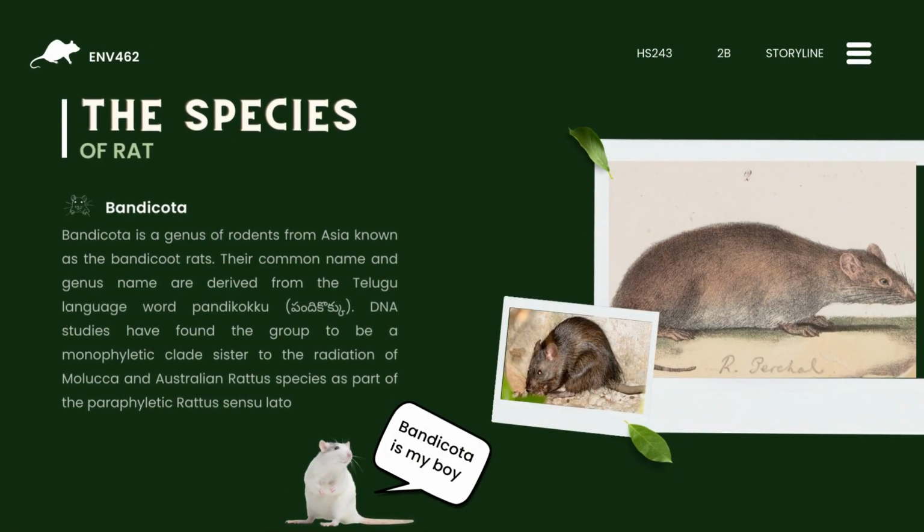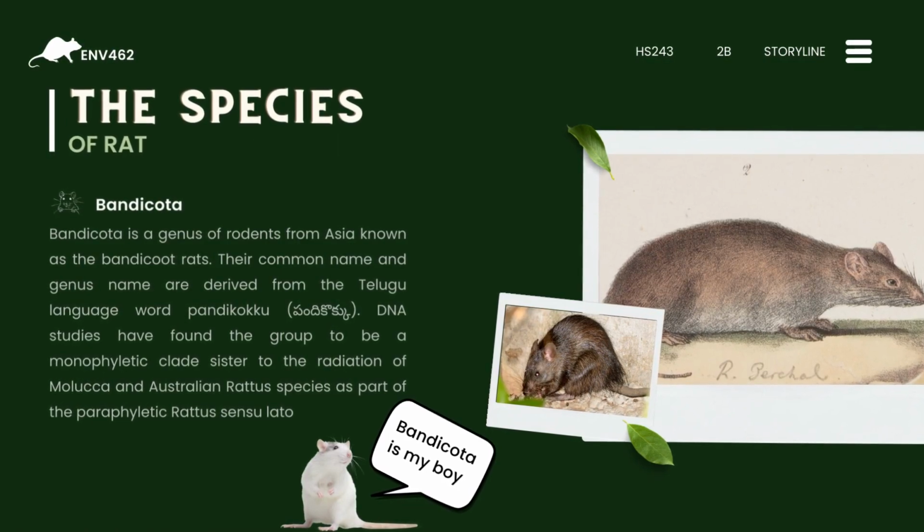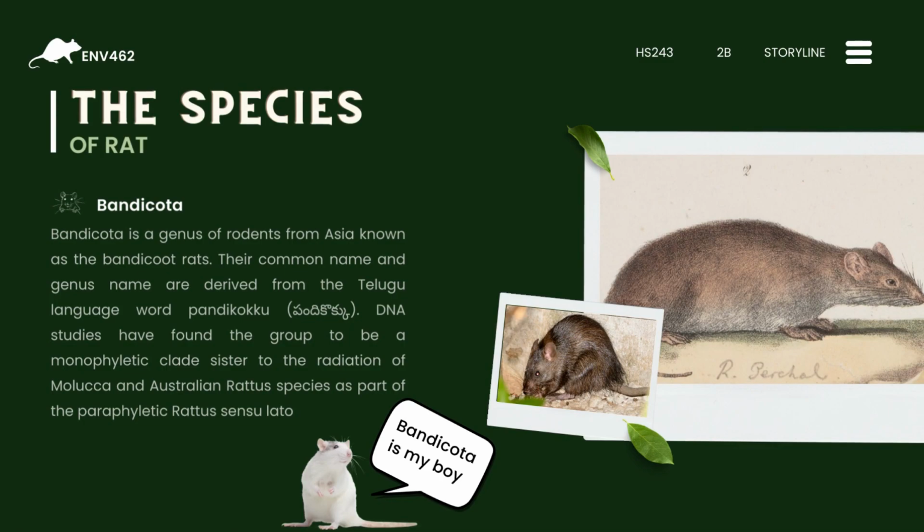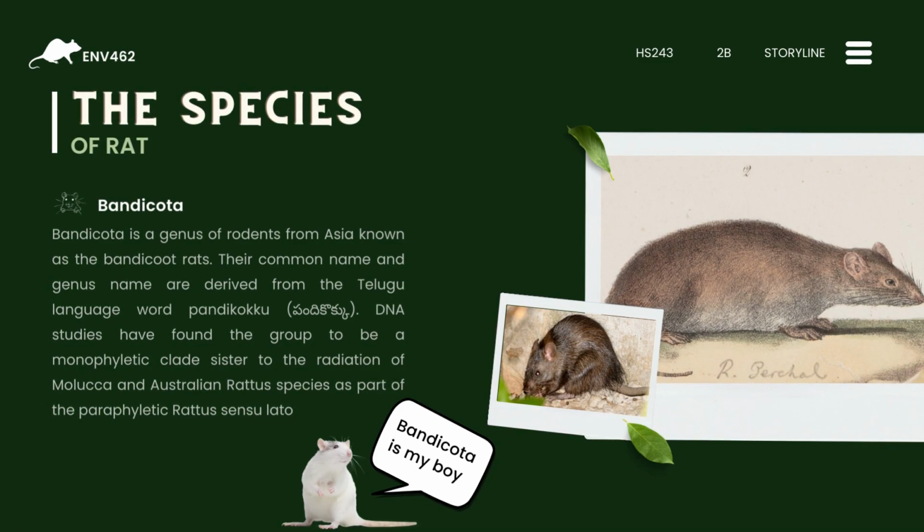And for the last species, Bandicota. Bandicota is a genus of rodents from Asia known as bandicoot rats. The common name and genus name are derived from the Telugu language word pandikokku. DNA studies have found the group to be a monophyletic clade sister to a radiation of Molucca and Australian Rattus species as part of paraphyletic Rattus sensu lato.